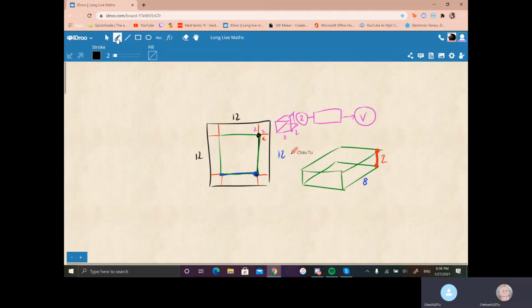Okay. Yeah, and then what? Then you find the width. Yeah, which is this? Also 8. So therefore, you can work out the volume. What volume would that give us?